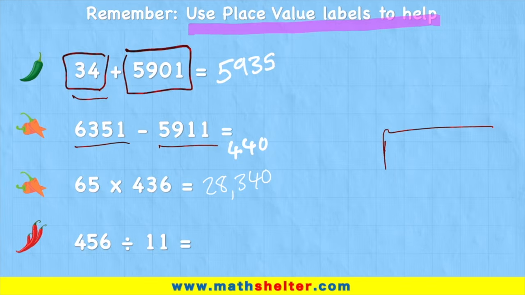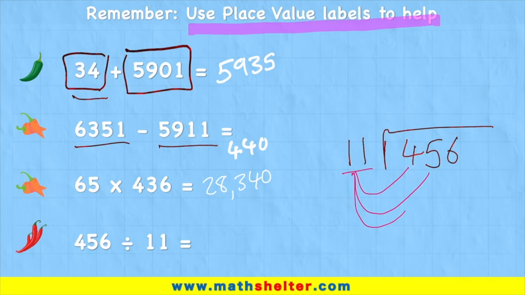So we're going to have 456 divided by 11. Now I'm going to be using a different method this time. This is called the bus stop method. And all I'm going to be doing is looking at how many 11s there are in the 4, the 5, and then the 6 with whatever's left over. Let's see what that looks like.